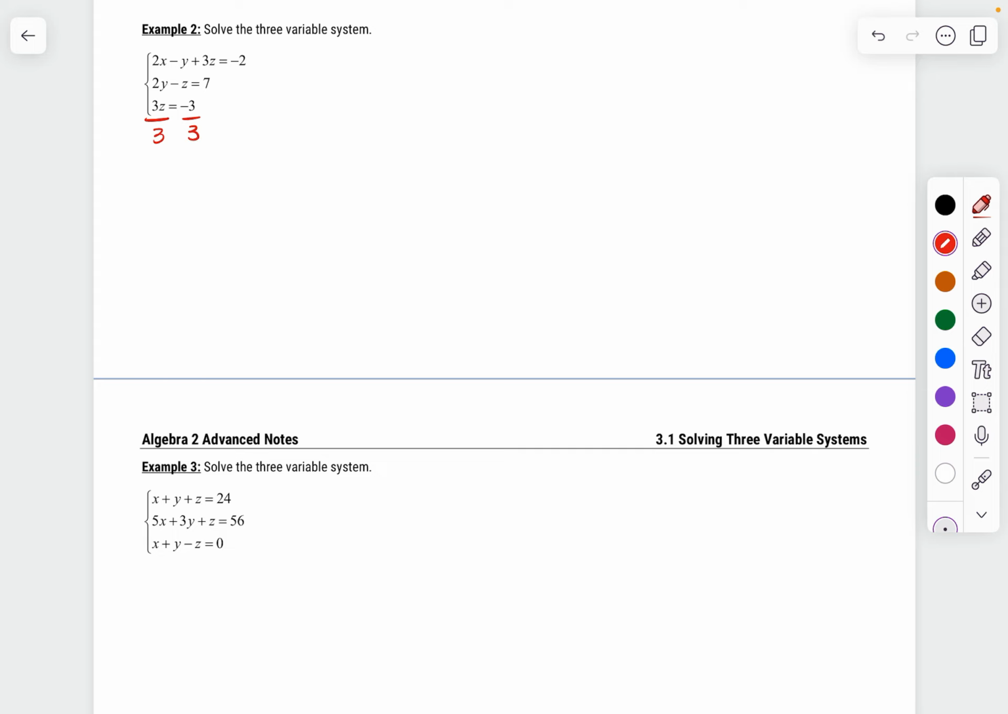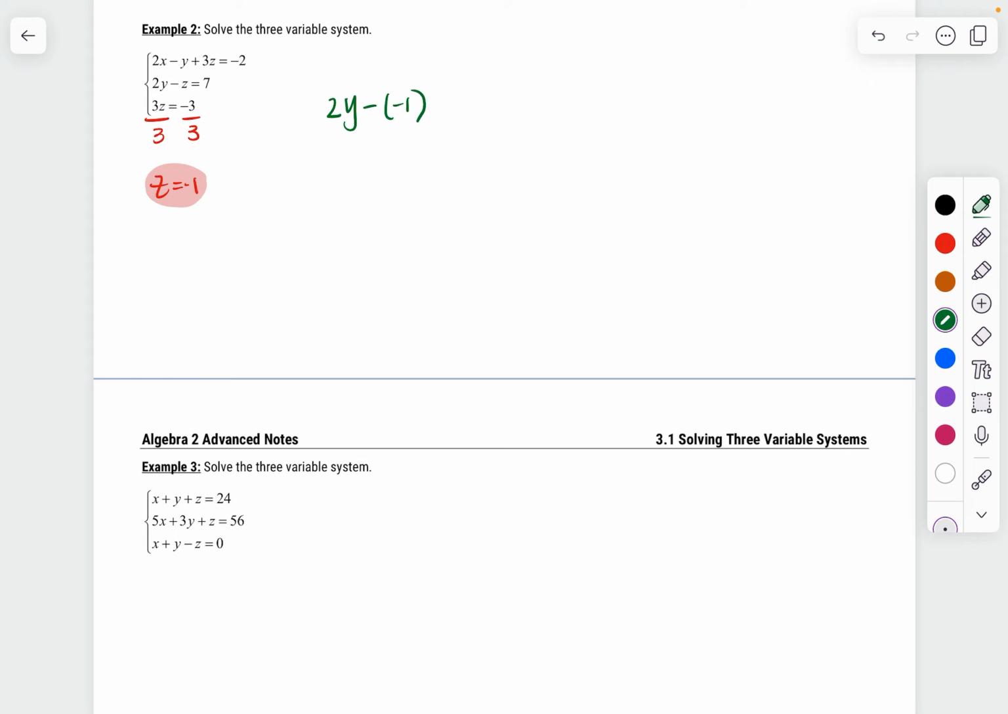And that's going to give me z is equal to -1. And that's one of the answers that I need for my ordered triplet. Again, it's kind of like you're working your way up. I'm going to go ahead and take that second equation, and I'm going to end up with 2y minus. Now, I'm plugging in z.